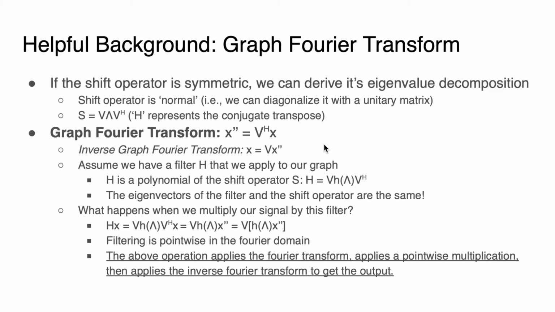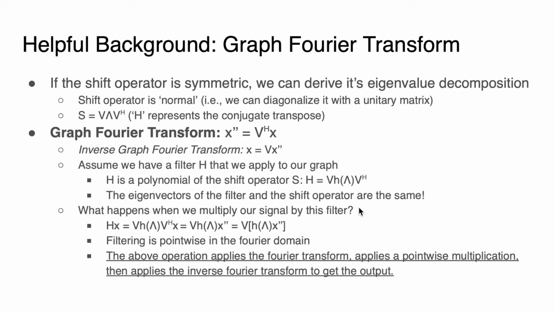So assume that we have a filter encoded by a matrix H that we want to apply to our graph. Generally, what's assumed inside of graph signal processing is that this filter, matrix H, is a polynomial of our shift operator. And what this means is that it could be written as follows. As can be seen here, this basically implies that our filter would then have the same eigenvectors as our shift operator. And then the eigenvalues would be some function of the eigenvalues of our original shift operator.